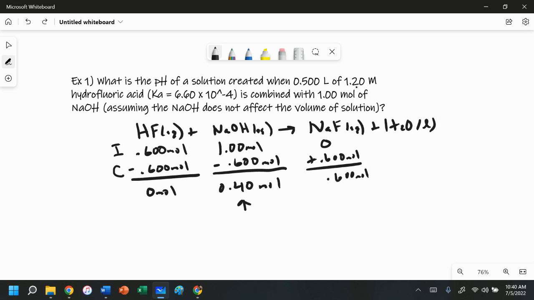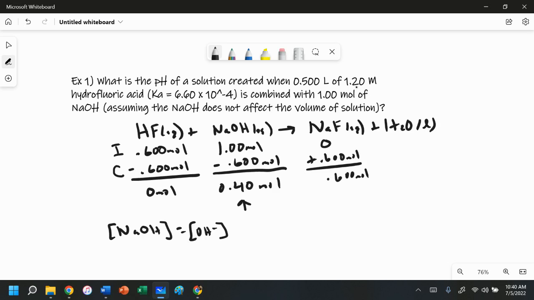If you recall from a previous video, if you know the concentration of the strong base, that is the concentration of the hydroxide because strong bases dissociate completely. And if we know the concentration of hydroxide, we can use that to determine the concentration of hydronium, which in turn we can use to determine the pH.